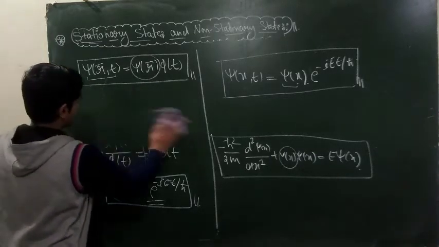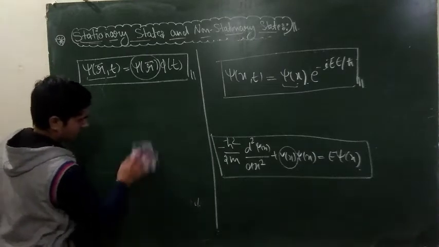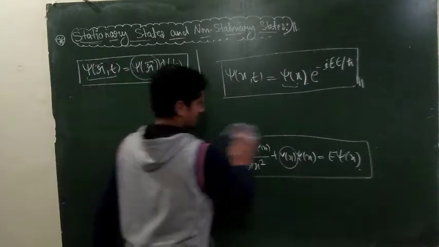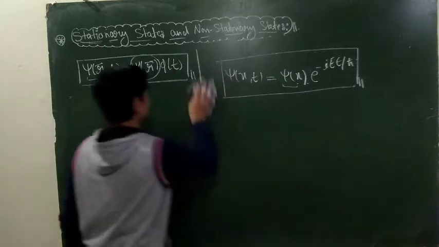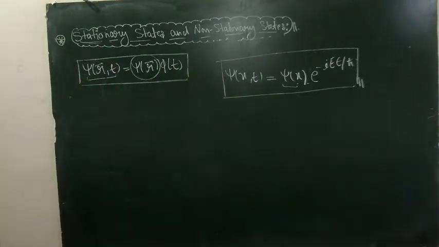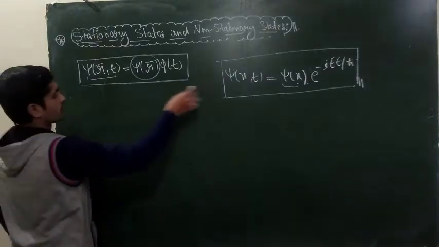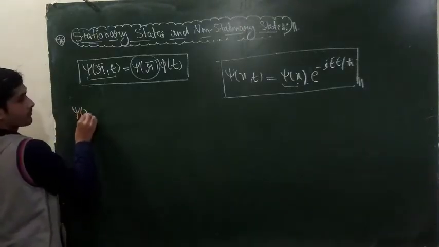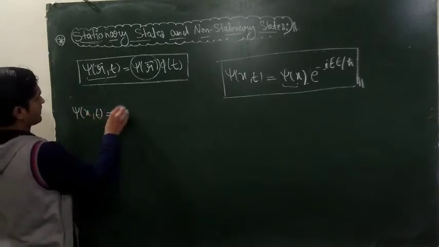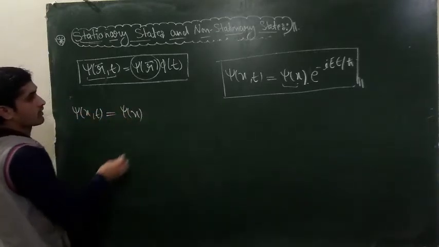So let me just show you why these states are called stationary states. Now the basic physics behind it. Now this is the form of stationary state. So stationary states will always be in this form.